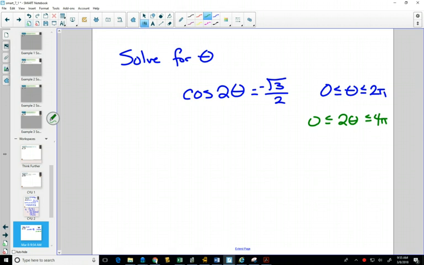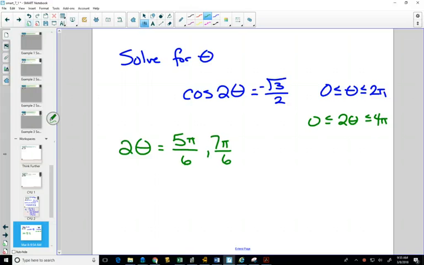Now that we know that, we can just say, is root 3 over 2 on our unit circle? Yes. What family is that? Pi over 6 family. So we're solving for 2 theta, because that's what's inside. It's going to be the pi over 6 family. What quadrants? Second quadrant and third quadrant. So you'd have 5 pi over 6 and 7 pi over 6.